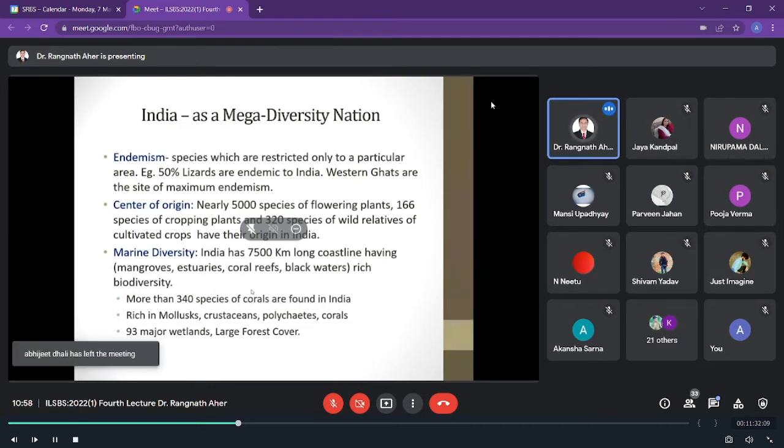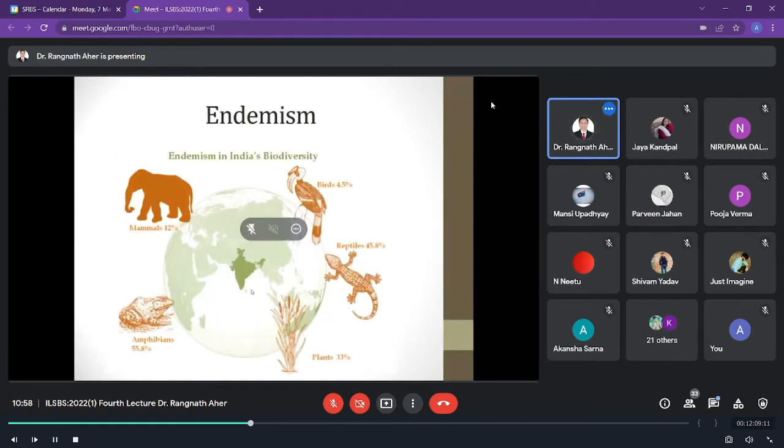The marine biodiversity: India has a 7,500 kilometer long coastline having various types of mangroves, estuaries, coral reefs, as well as the backwaters, which have rich biodiversity. More than 340 species of corals are found in India, rich in mollusks, crustaceans, polychaetes, corals. 93 major wetlands, large forest covers, which come under the diversity of the nation.